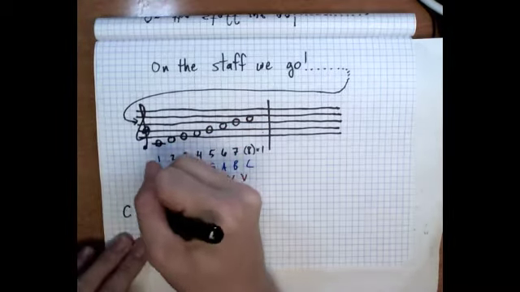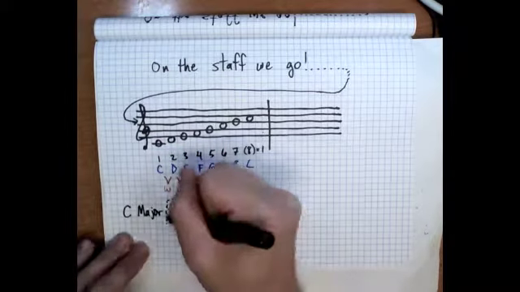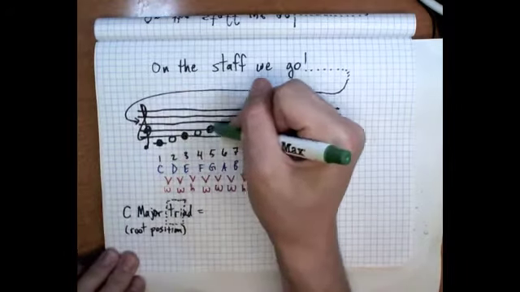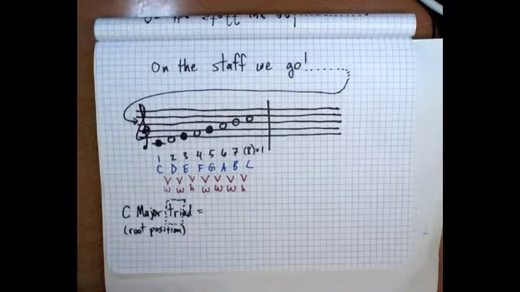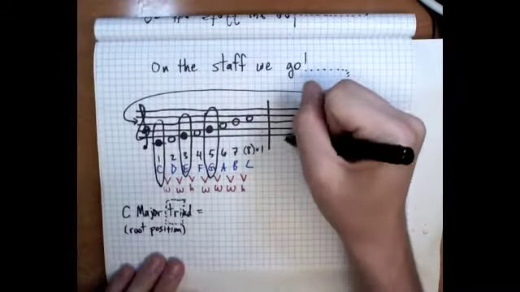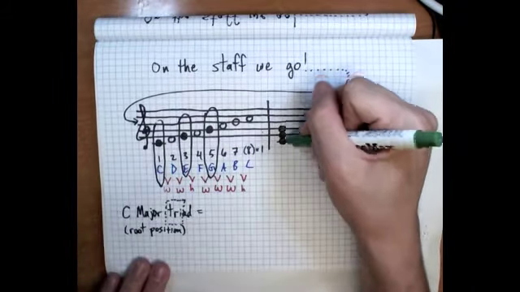Let's figure out our first C major triad. Triad, of course, being a chord with 3 notes in it in root position. So we have C, E, and G, or 1, 3, and 5, as we figured out earlier. Let's see that all together on the staff. There we go. C, E, and G.